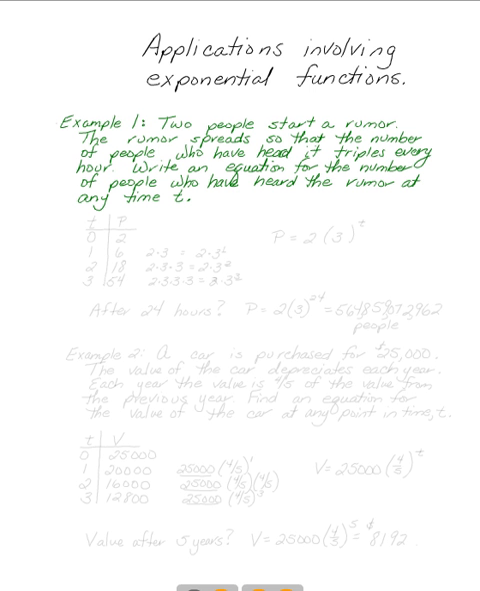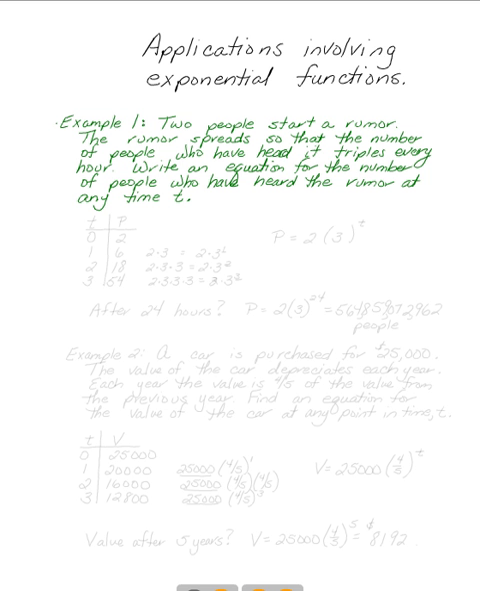Okay, let's take example 1. There are two people who decide to start a rumor. The rumor spreads so that the number of people who have heard it triples every hour. What we want to do is write an equation for the number of people who have heard the rumor at any point in time t.